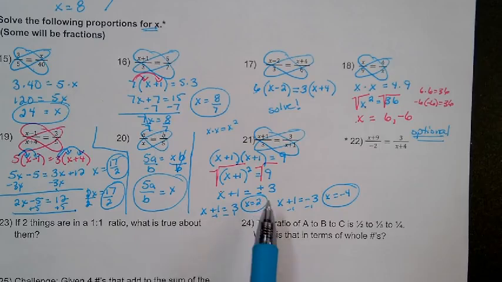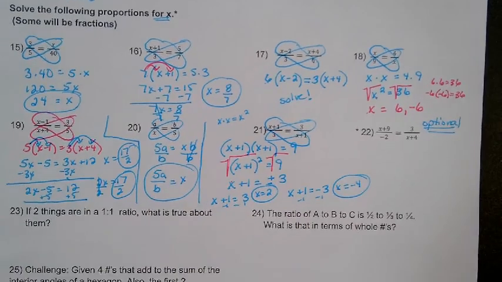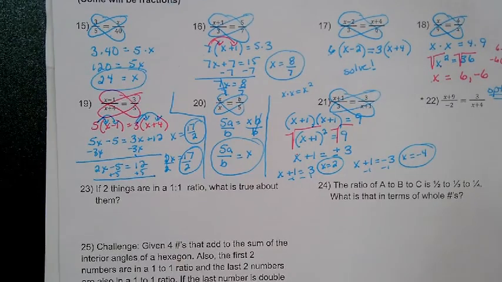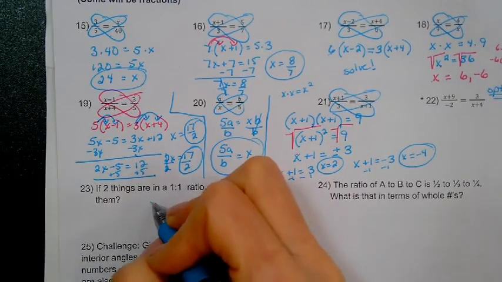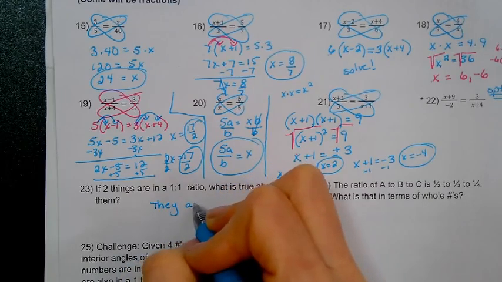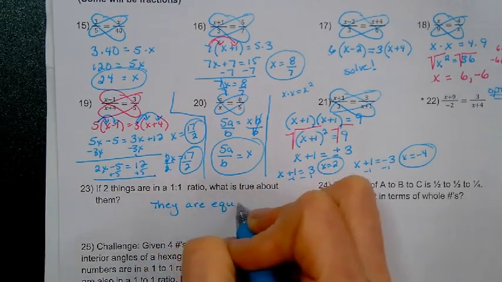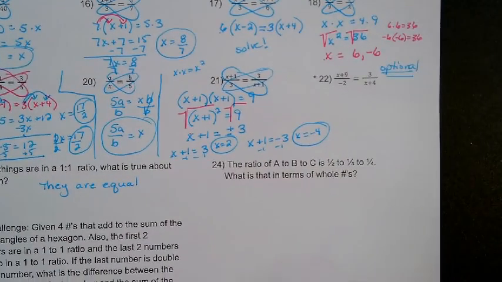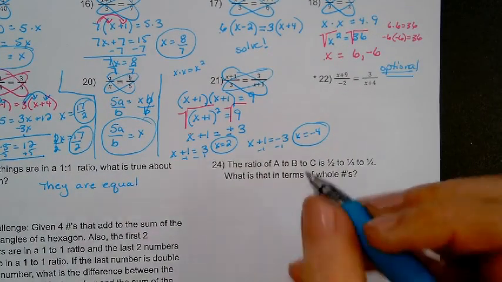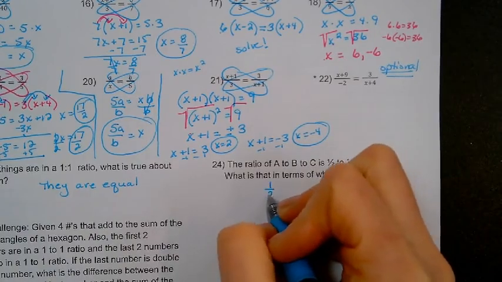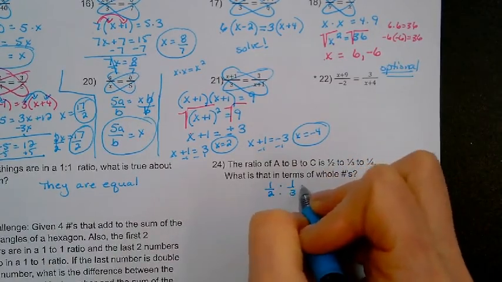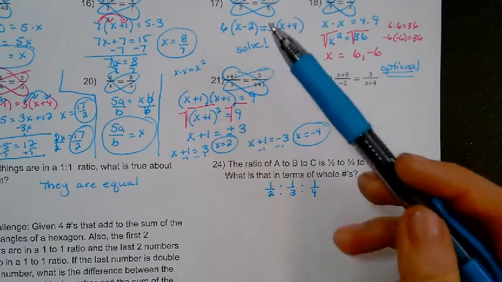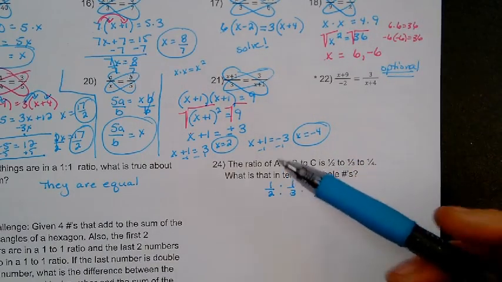What is true if things are in a 1-to-1 ratio? They are equal. The ratio of A to B to C is 1/2 to 1/3 to 1/4. Well, if we can multiply every term by x like we did on the other side, or divide every term by a number to reduce, we can certainly multiply each of these numbers.